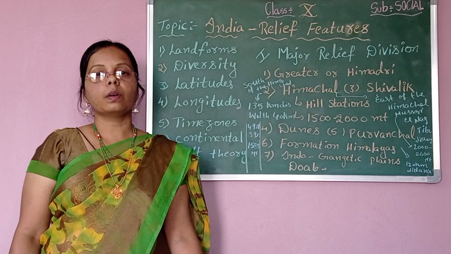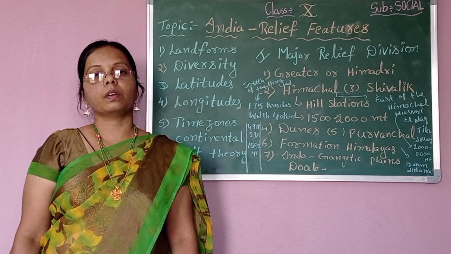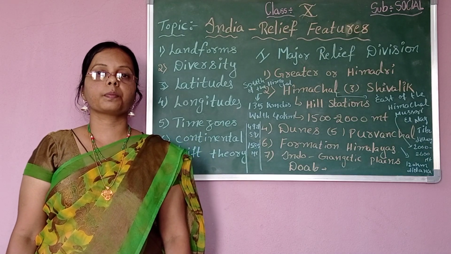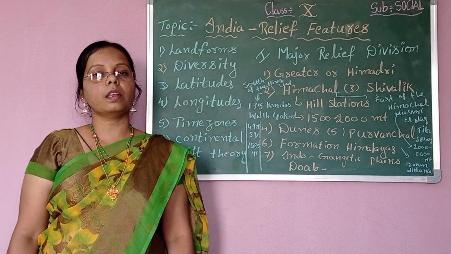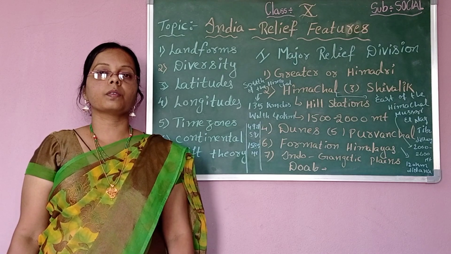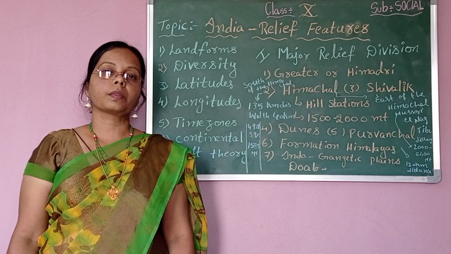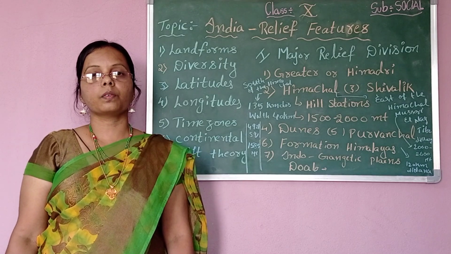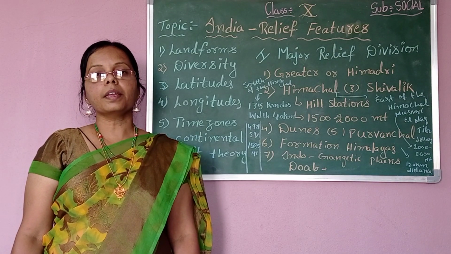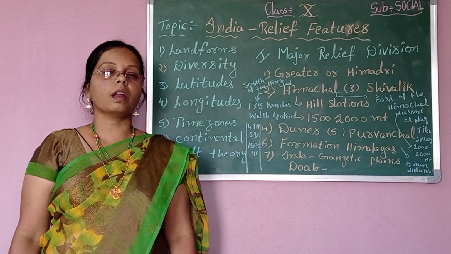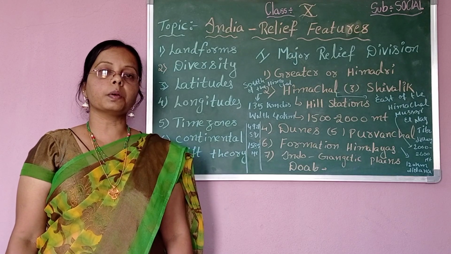Some important latitudes are here. 23 and a half degrees north is known as the Tropic of Cancer. 66 and a half degrees north is known as the Arctic Circle. 23 and a half degrees south is the Tropic of Capricorn. 66 and a half degrees south is known as the Antarctic Circle. But 90 degrees north and 90 degrees south are not circles. These are just points. This is about latitudes.